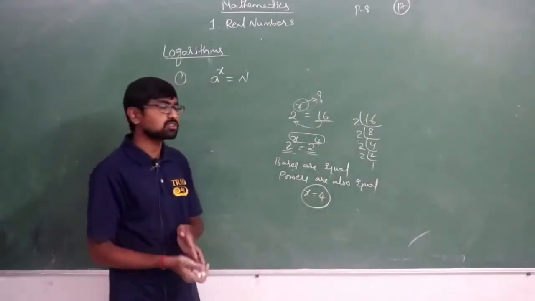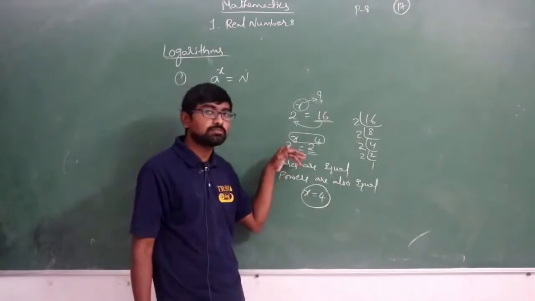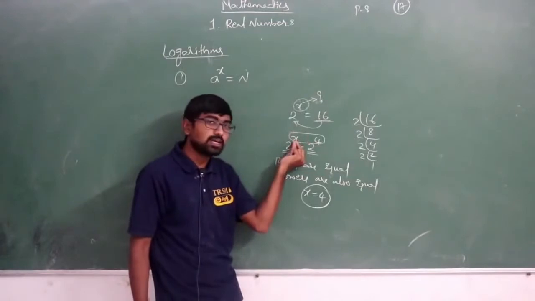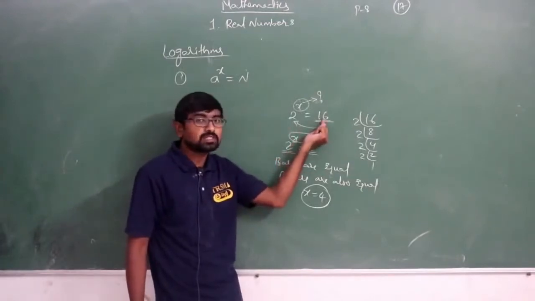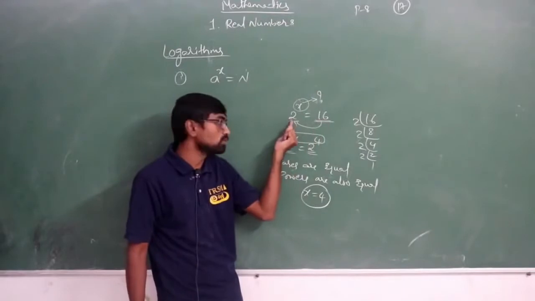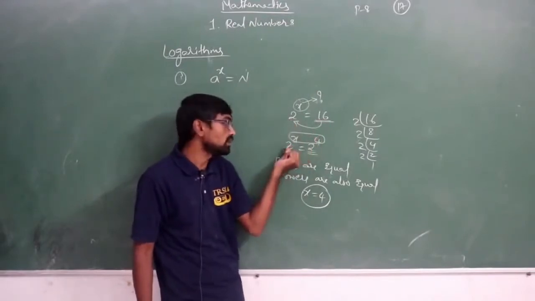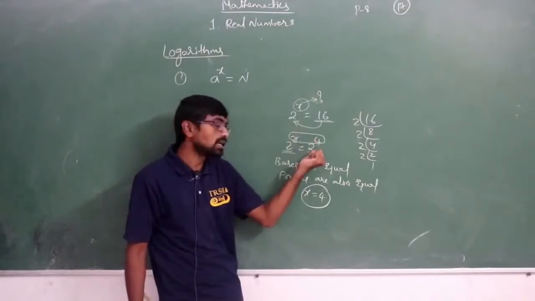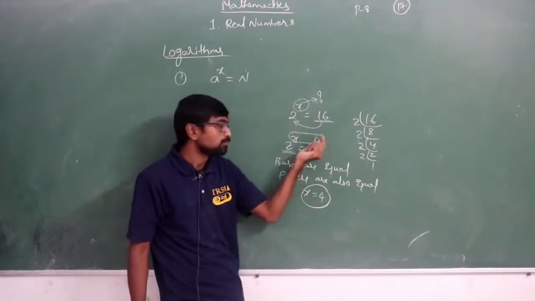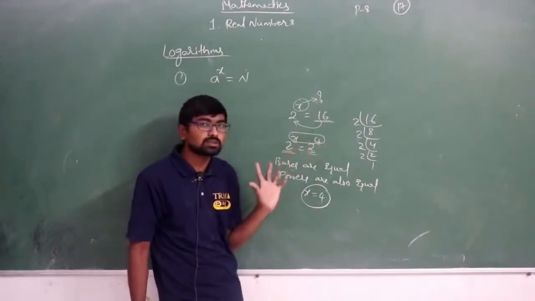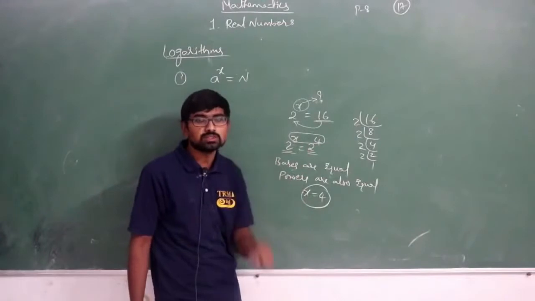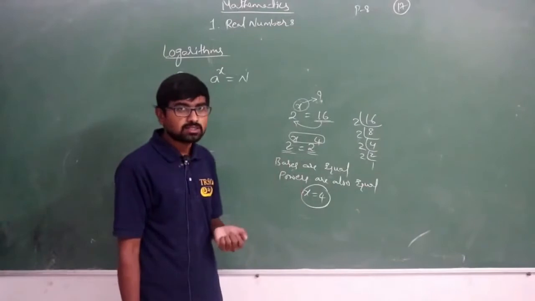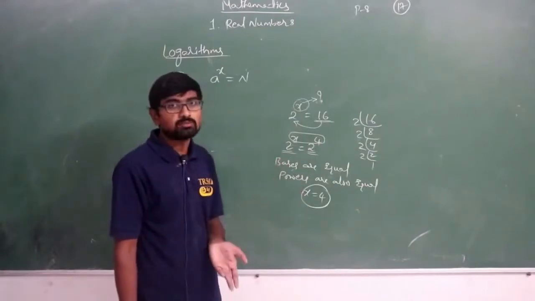Why have we taken x is equal to 4? Because in the base we have 2, in the power of 2 we have the variable x, and here we have 16. We are converting this 16 in terms of 2, so we get 2 power 4. On the left hand side the power value is x, and on the right hand side the power value is 4. As both the bases are equal, their powers are also equal. It means x is equal to 4. So this is how you find the value of x by exponential form.